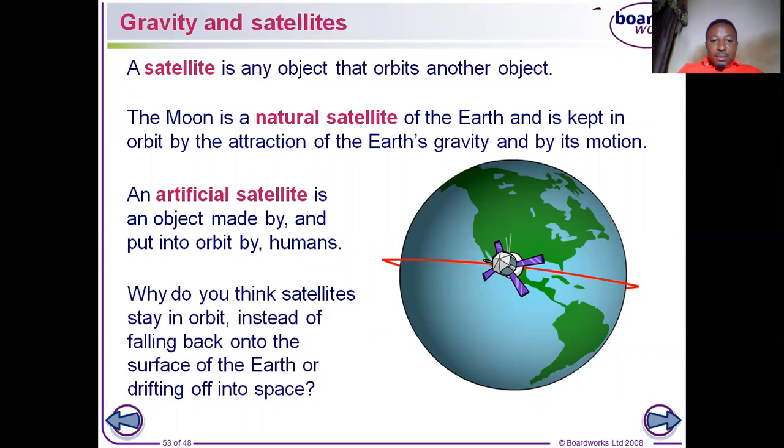Why do you think satellites stay in orbit instead of falling back into Earth? They're actually being held by gravity. They're falling, yes, they're falling. They're being attracted, but they're falling at a very fast speed. So they keep falling around the object, they keep falling towards the object. Right, that's the gravity, that's the orbiting we're talking about. Now, we can categorize them into two groups.